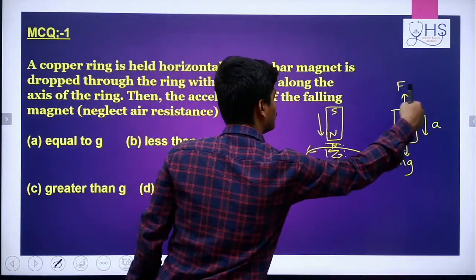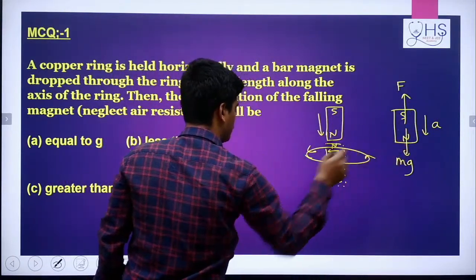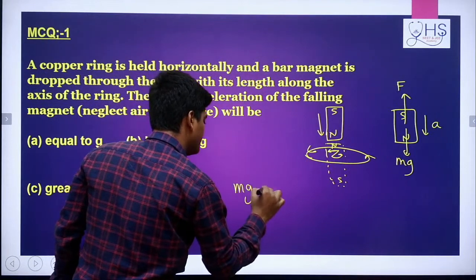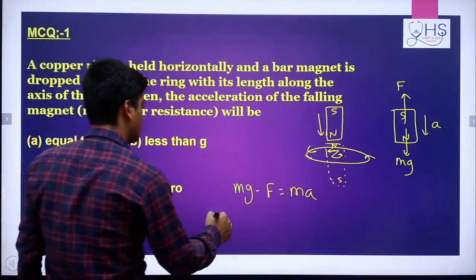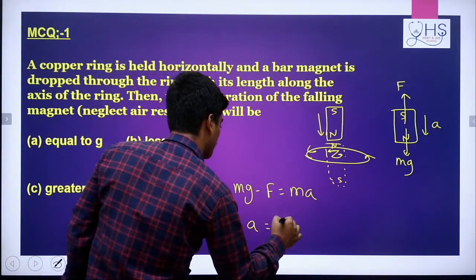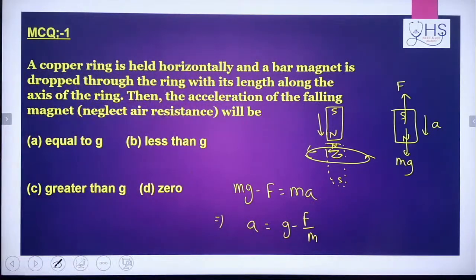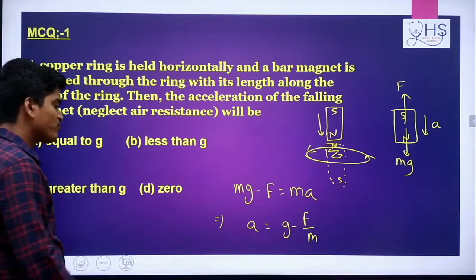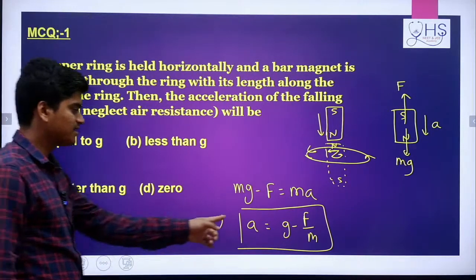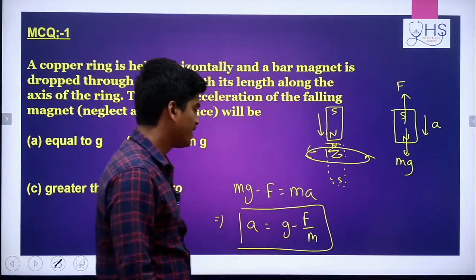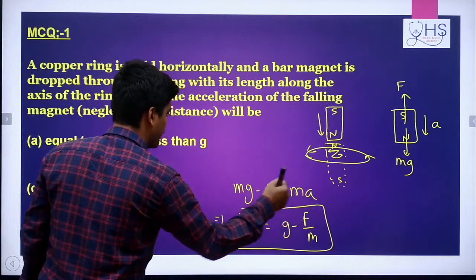I will apply Newton's laws of motion. This magnet is falling downward with acceleration a. So what do I find? I will find mg minus F equal to ma, because mg will be greater as it is falling down. Now from here, if I want to find acceleration a, it will be g minus F by m, where m is the mass of the magnet. Now see here, your acceleration is coming g minus F by m. That means this is the acceleration of the magnet. So the acceleration of the magnet is reduced as compared to g, and the reducing factor is F by m.